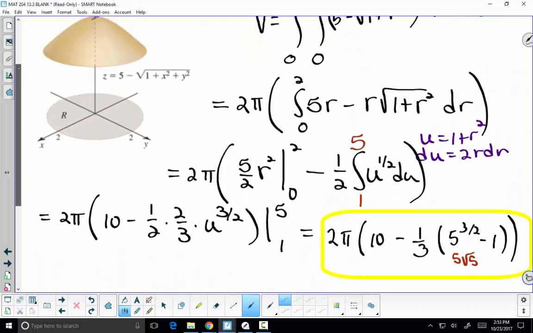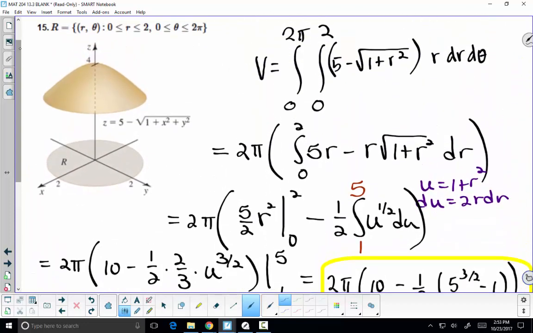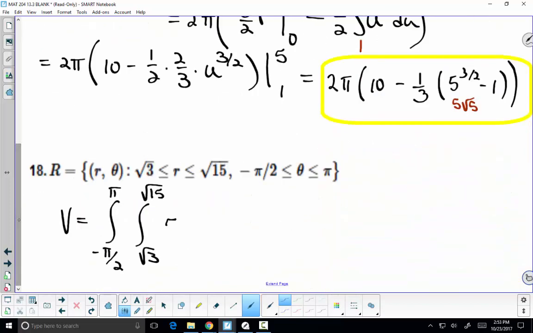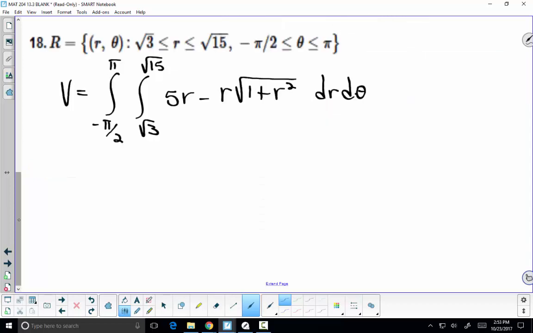So let's go up here to our integrand. So we had 5r minus r square root of 1 plus r squared dr d theta. And we do it the exact same way. 5r squared over 2, substitution here, plug in the limits, and I won't go through that since it's the same process. But set up just a little bit different.